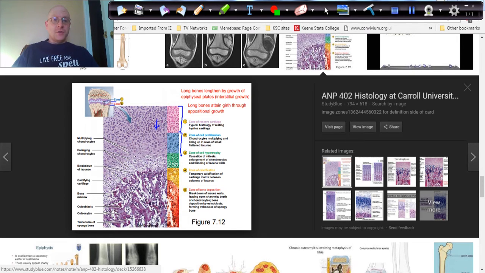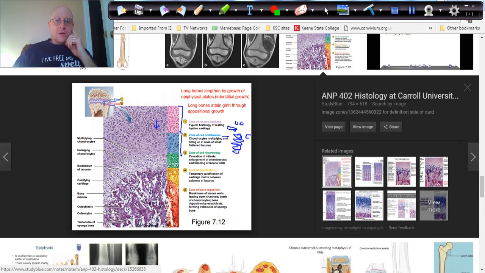The second zone is called the zone of cell proliferation. Now, if anything's proliferating, then that means that it is multiplying. And here, while there was some multiplication happening before, now the multiplication becomes noticeably more rapid. And not only that, the cells are organizing themselves into columns. So it's not just random cells lying every which way, which is what you saw in the zone of reserve cartilage. Now, instead, the cells are often relatively flat, and they seem to be aligning themselves into column shapes.